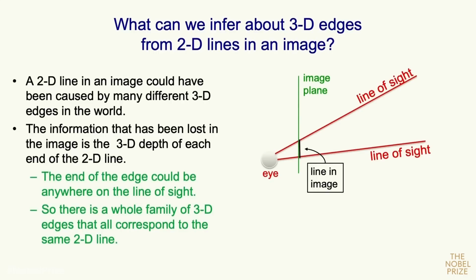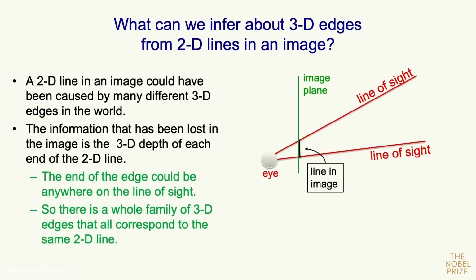Imagine you're looking through a window and you're drawing the edges in the scene out there in the world on the window. So that little black line is a line in the image. And the two red lines are the lines of sight that come from your eye through the ends of that line. And if you ask, well, what edge in the world could have caused that?